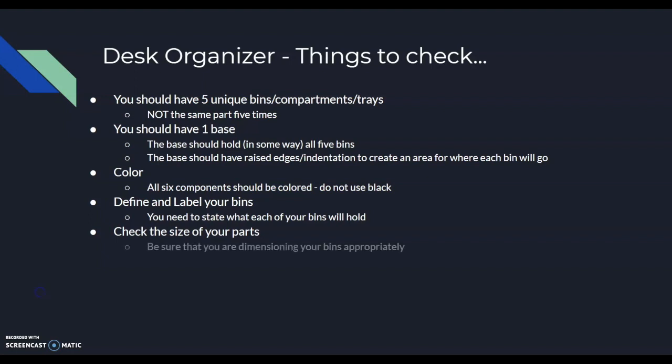Also, check the size of your parts. Be sure that you're dimensioning your bins appropriately. This week, when you're making your DWG files and you're putting the dimensions on the drawings, you're going to be able to see, did you make this part correctly? Is it to size? So please double check your dimensions.